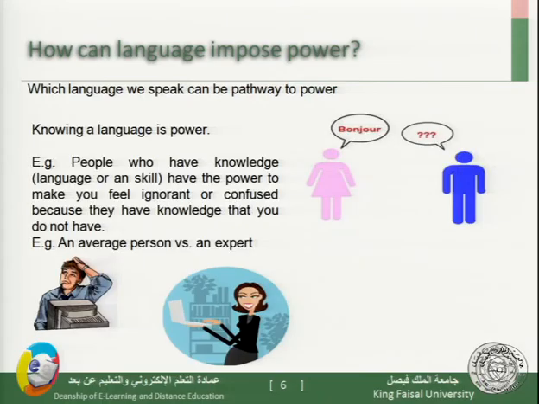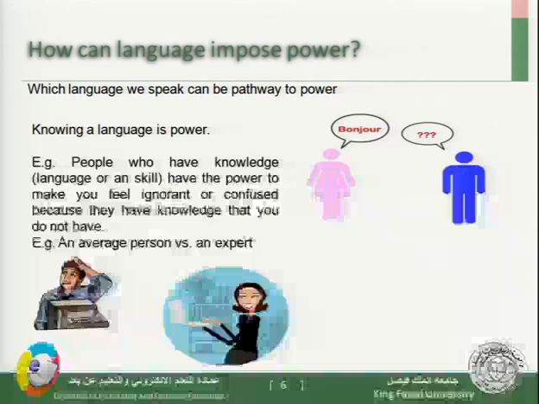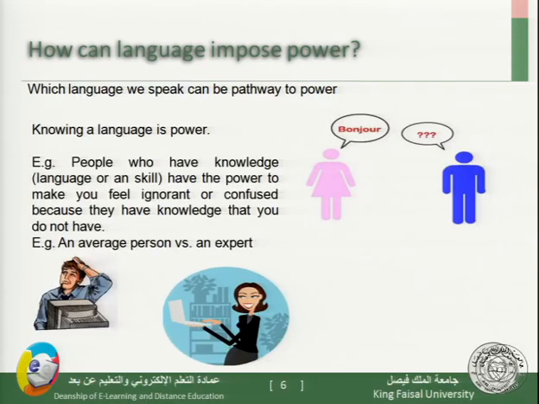People who have the knowledge of the language or any skill have the power to make you feel ignorant or confused because they have knowledge that you do not have. A similar example that can help us understand this is a computer expert and an average person who does not know a lot about computer programming or computer skills. The computer expert has the power to make the other person feel ignorant, to make him feel confused. He can talk in a way that the other person cannot understand. He can use terminology that the average person will find difficult to understand.